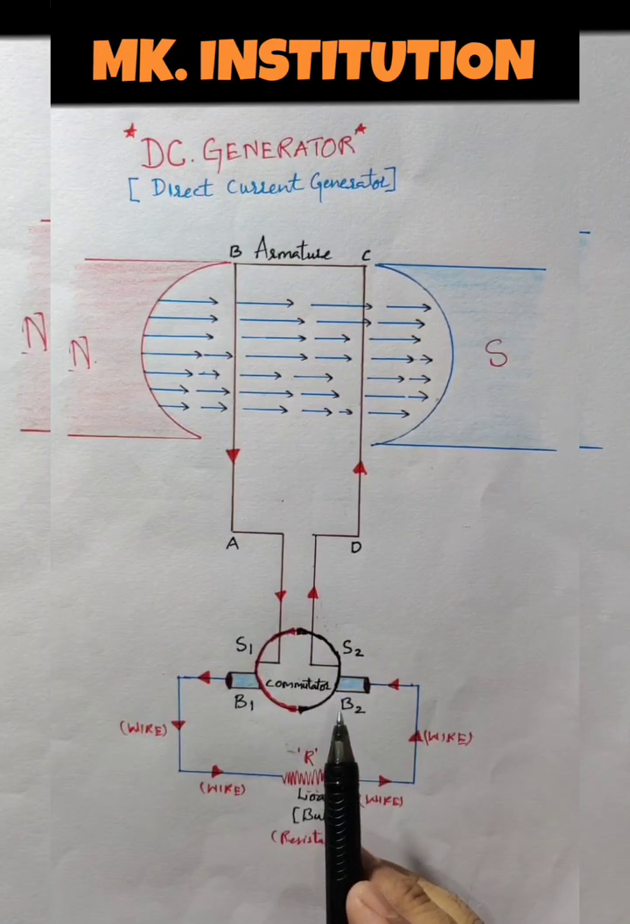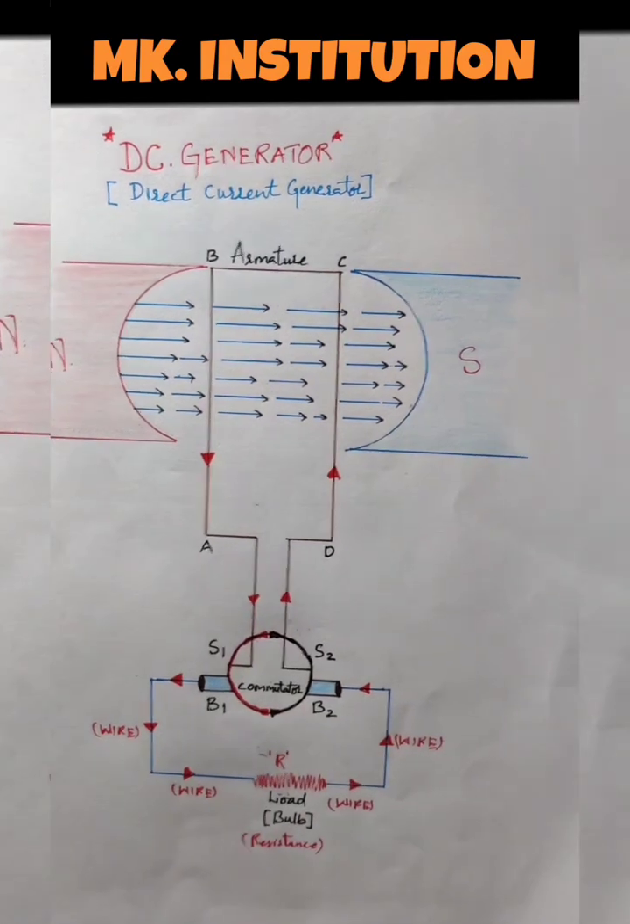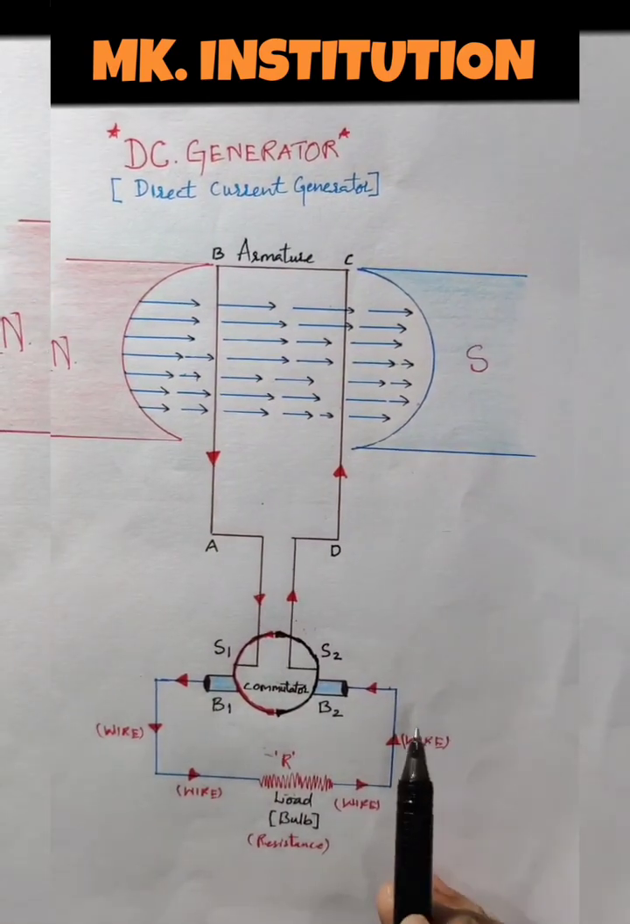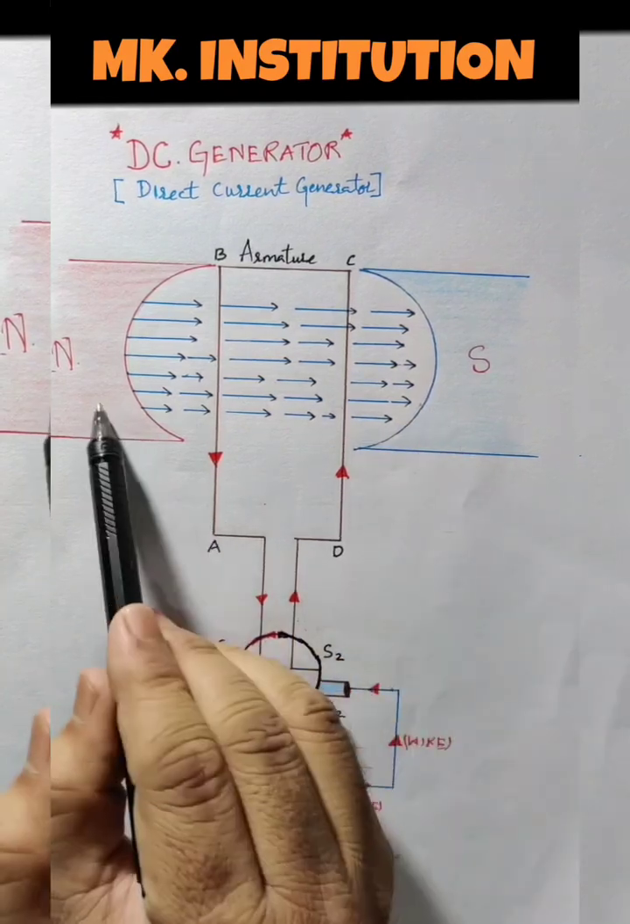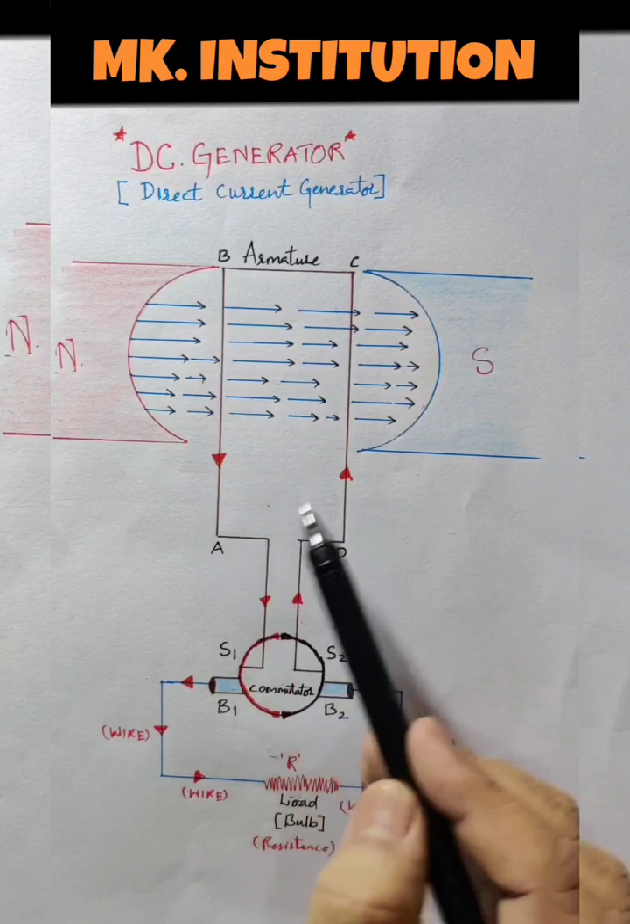Requirements are there. You have to prepare just like in AC. We have written some requirements, and like that here also we need some requirements. Same: 2 horseshoe magnets we have to take, curved surface. Clear? One armature is there.